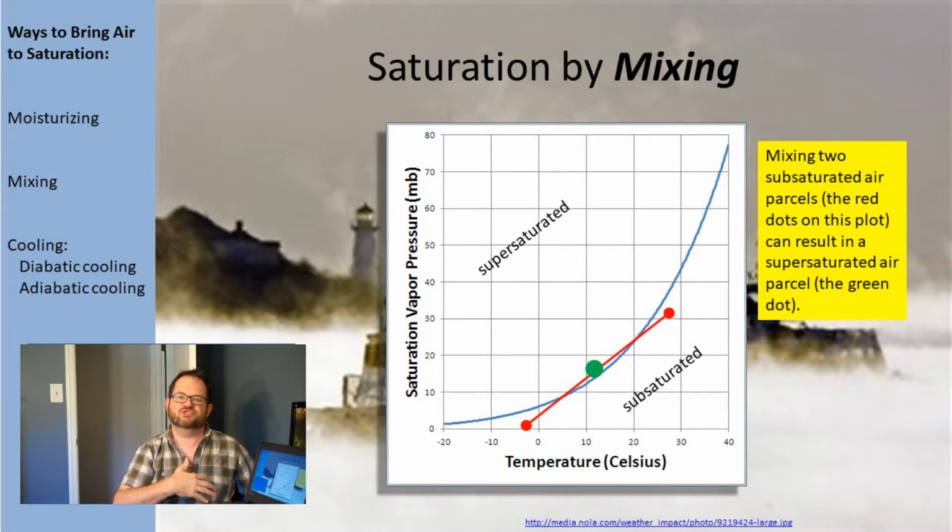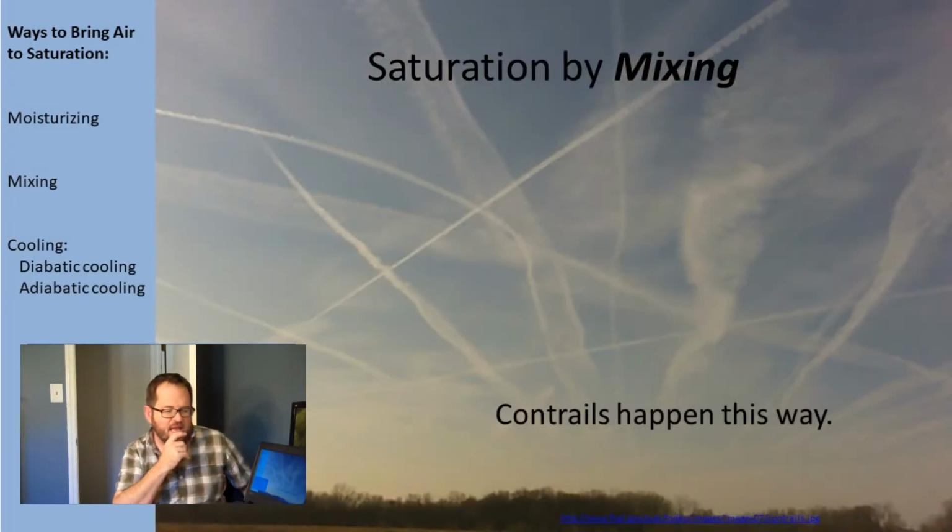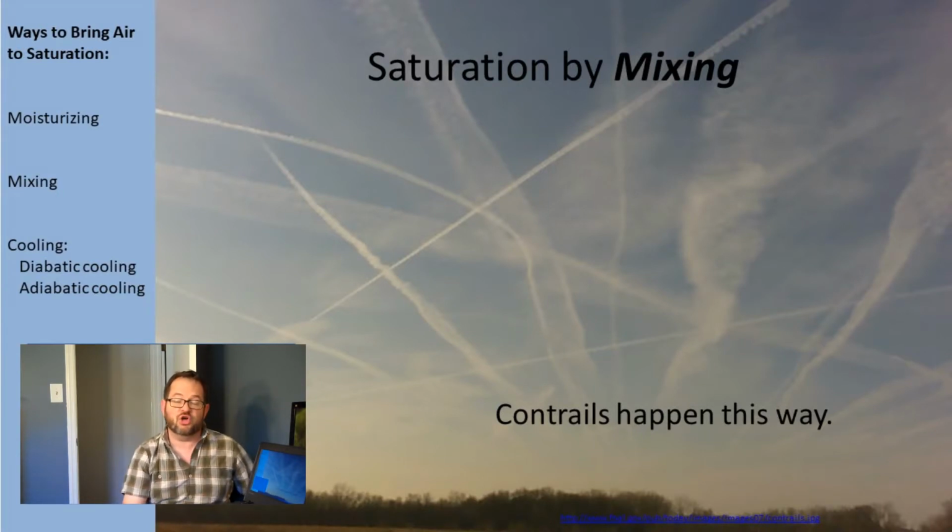We have to condense water vapor into liquid water drops in this air parcel. That is so strange. It just has to do with the nature of this curve being bowed downward like this. When you connect the dots, when you mix two air parcels that are subsaturated, you can get air parcels that are saturated as a result. This happens in the real world all the time.